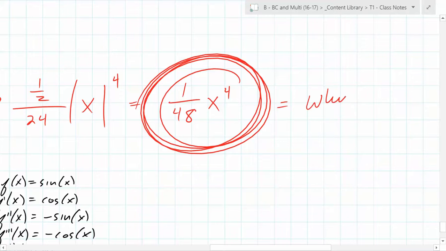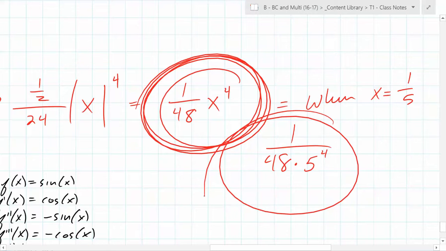So when x equals 1/5, what do you end up with? 1 over 48 times what? 5 to the what? 4th. I'm just plugging it in. The point is, did we have to use our calculator at any point on this? No. This is the maximum error right now of the third degree Taylor polynomial for sine when you plug in 0.2. Let's see what the actual numbers are.